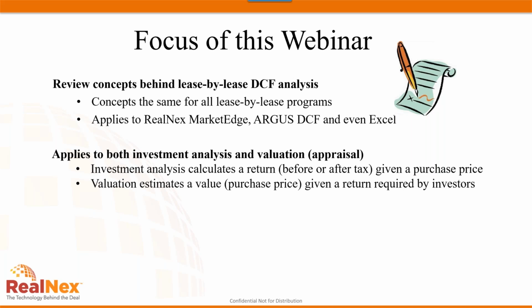We're going to calculate both of those in the Market Edge. And then valuation is all the same inputs, except we're going to put in a rate of return that we think an investor would want and solve for the purchase price that would result in that rate of return. And that's your value. If it's a return for a typical investor, then we would say, well, that's the market value of the property, because that's what a typical investor would pay to get that rate of return.